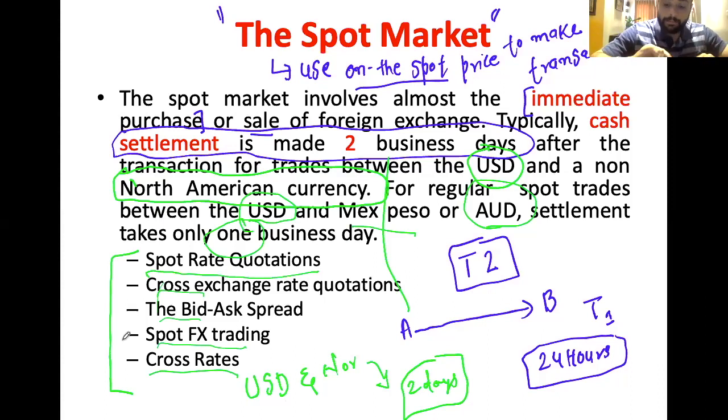So I repeat again, what we are doing here is measuring how local currencies could be converted into foreign currencies, or foreign currencies converted into local currencies, using the spot market, where prices are immediately available, price available on the spot. Whatever the market price is, you use it to convert transactions, right?